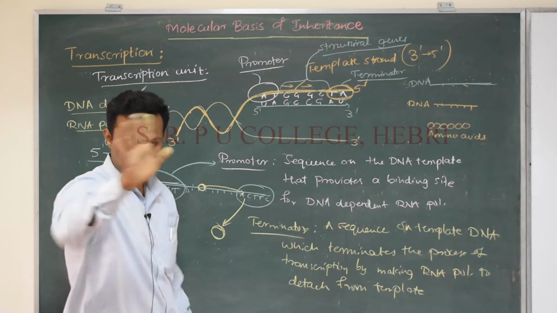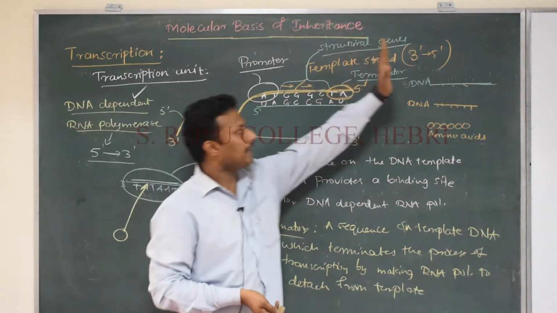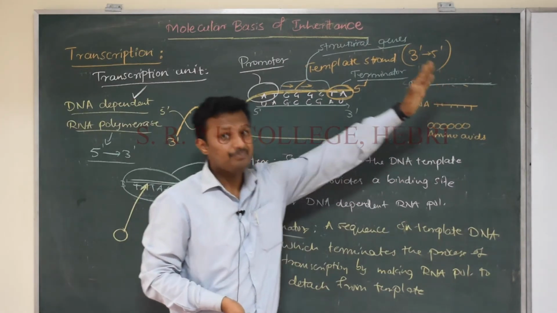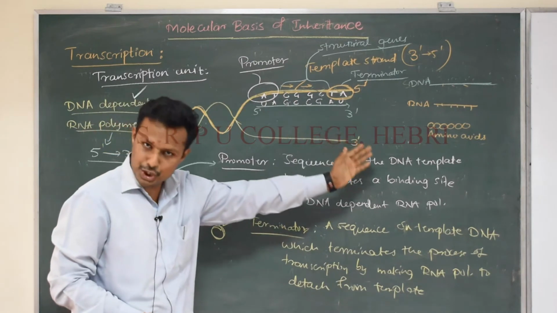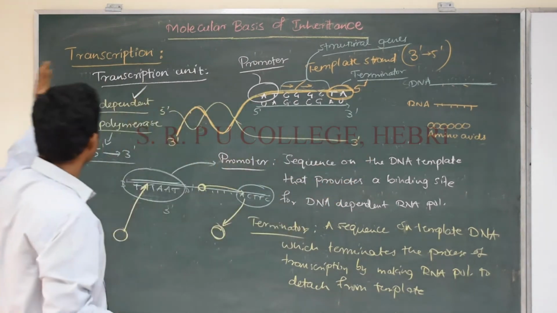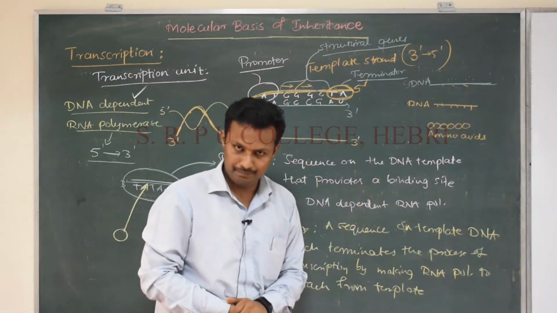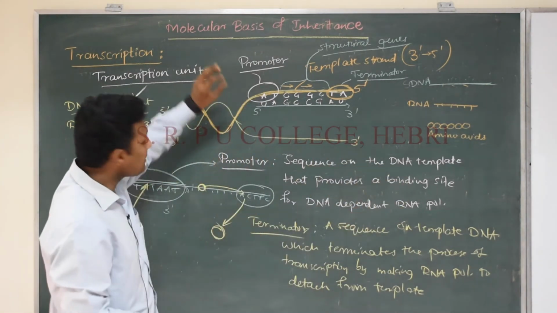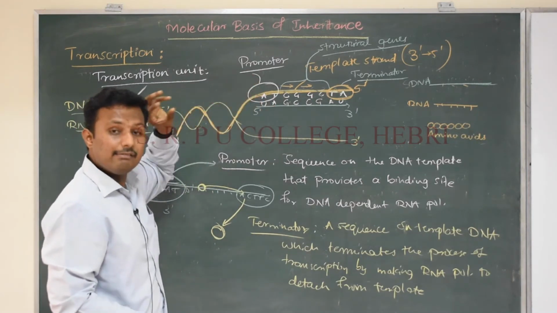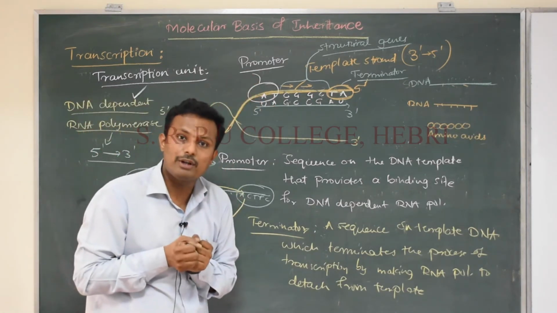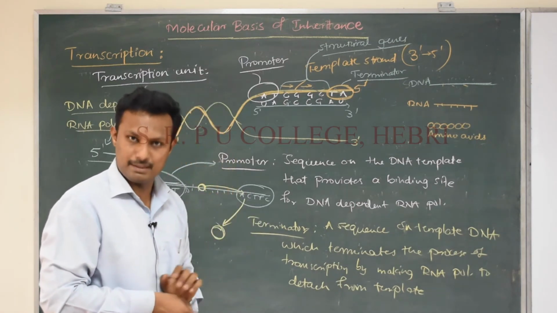Okay, so remember, the template strand will always have the polarity 3' to 5', because RNA synthesis can only take place in the 5' to 3' direction. The RNA polymerase can only function in the 5' to 3' direction. There is a particular sequence on the template strand of the DNA which provides the binding site for the DNA dependent RNA polymerase, and such a sequence is called the promoter.